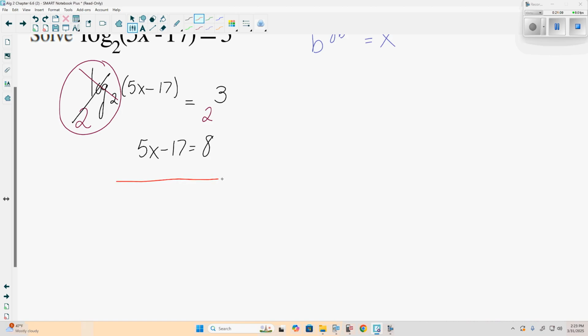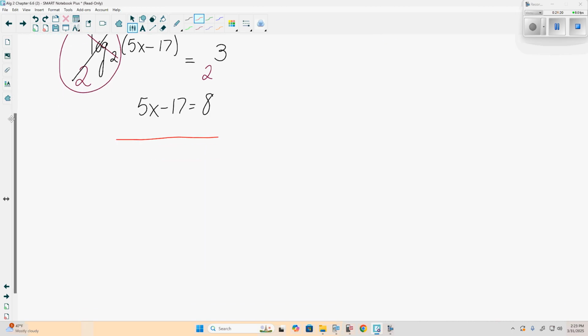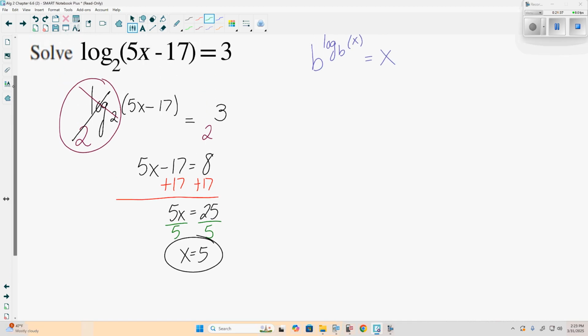We didn't do that with any of the logarithms because pretty much all the logarithms did not reduce nicely. This one does. So we can reduce it. Now we just need to solve for x. So we can add 17. 5x is equal to 25. And then we would divide by 5, telling us x is 5. And that's it.